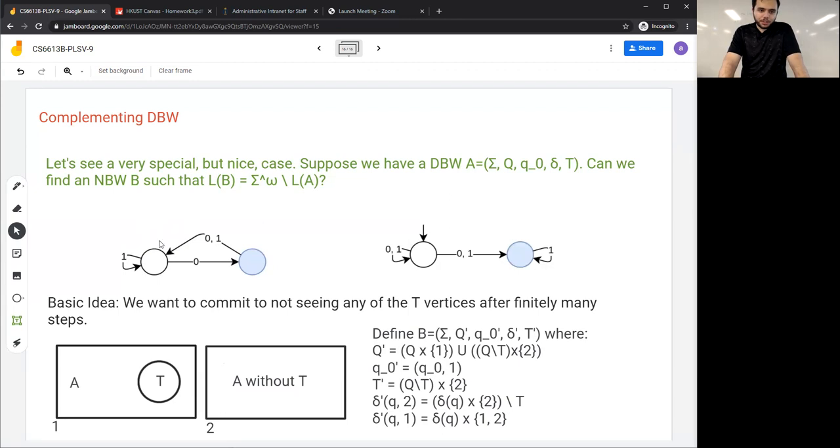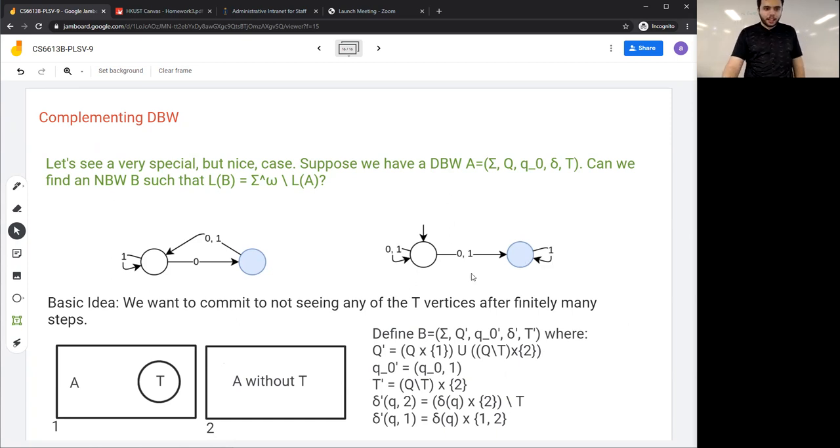The idea here is that in the original language, I had to see zero infinitely many times. So in the complement, I'm going to create this kind of cycle that basically ignores a prefix. And then I'm going to say at some point you have to commit and go to the other side. And as soon as you commit and go to the other side, you cannot see zeros anymore, right? This is the idea in this complementation. So we can actually do this with any automaton.